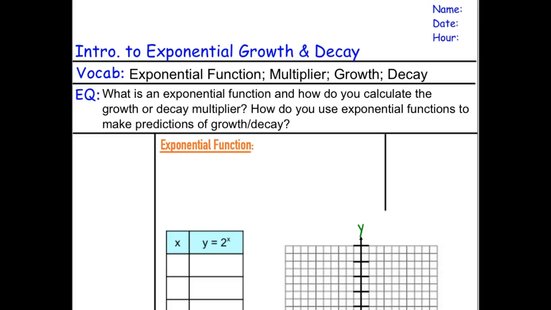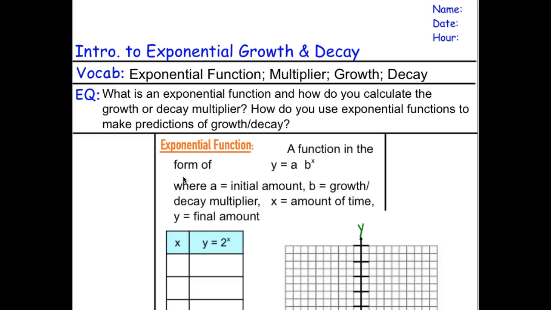Our functions that we're working with this unit are exponential. So, exponential function, what do you ask that is? Well, in fact, that is going to be a function in the form of y equals a times b to the x power, where a is our initial or starting amount, b is our growth or decay multiplier, x is your amount of time, and y is that final amount.